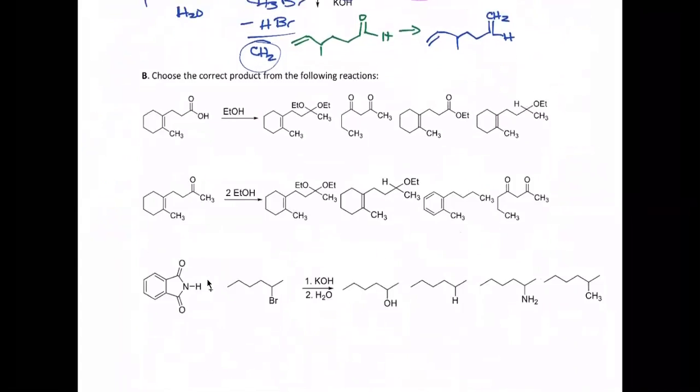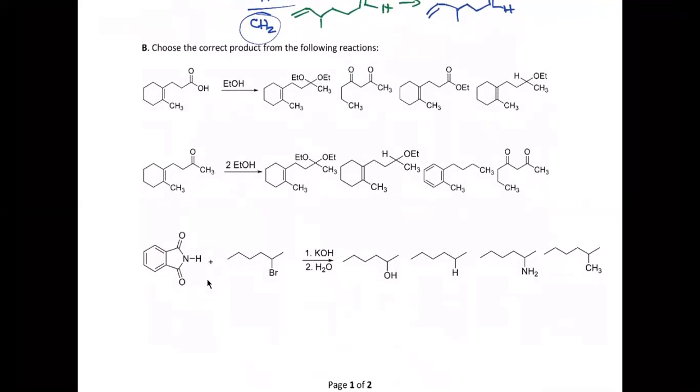All right, so let's go down to the next set of reactions. So we're just predicting the product. So we have a carboxylic acid plus ethanol. What should we get from that?